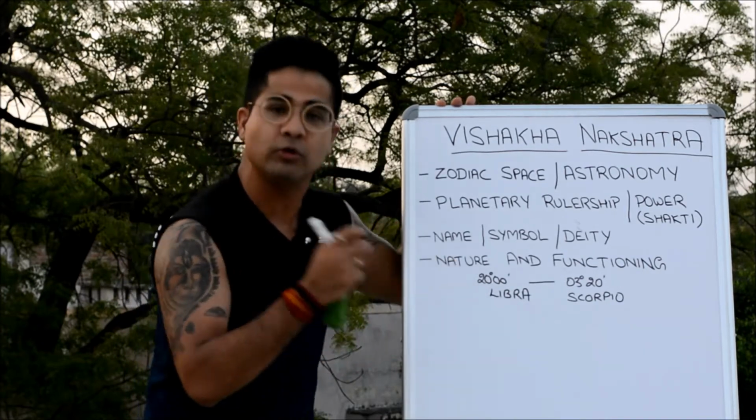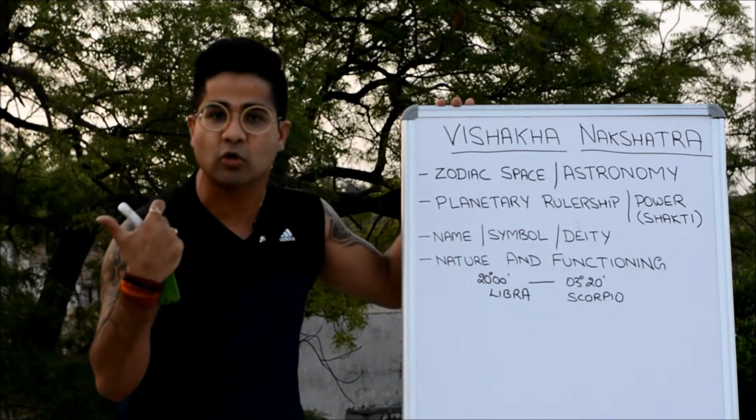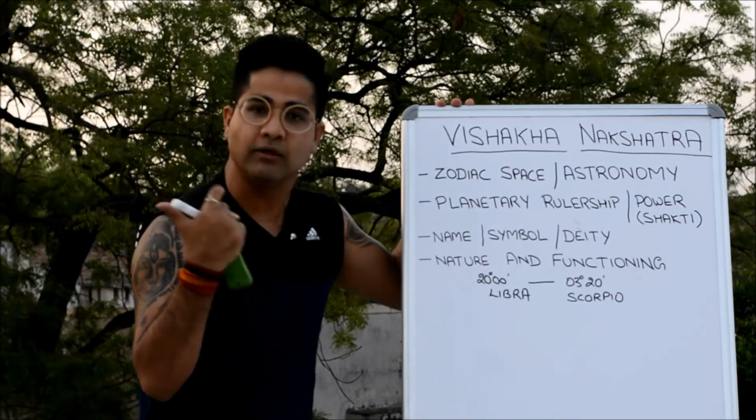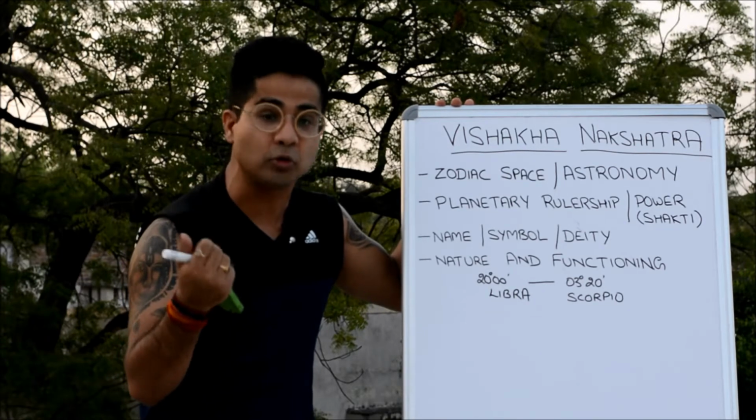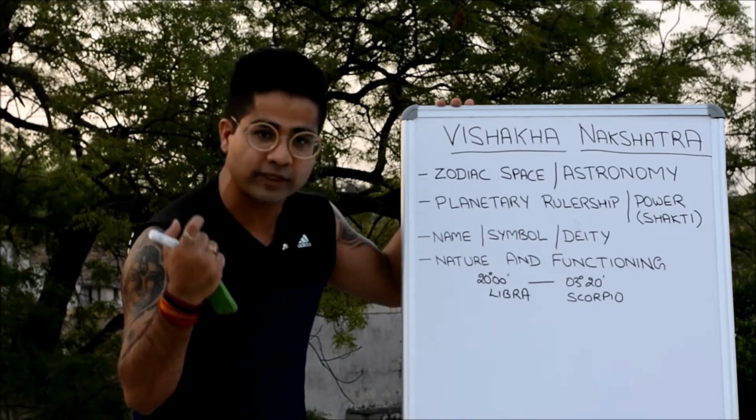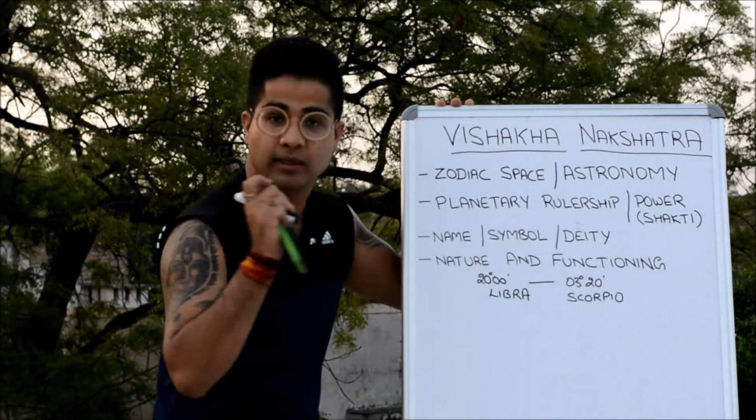And even the planetary rulership of this nakshatra goes to Jupiter. So Jupiter, Venus, Mars, Ketu, and Pluto. Too much intensification of energies you will find at this nakshatra.